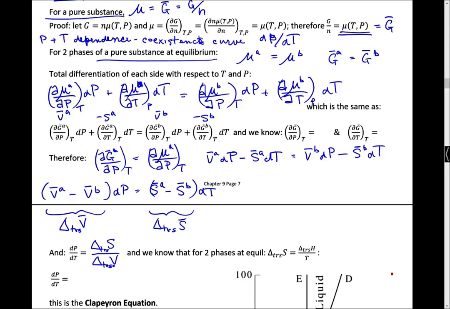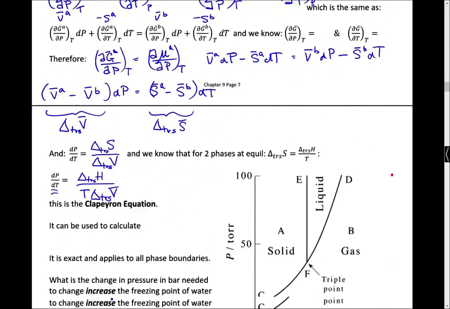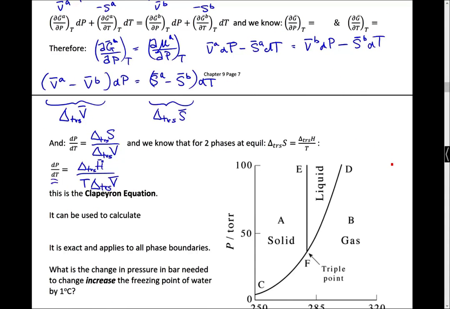Okay? The other thing that we recognize is previously we've shown at a phase transition delta S is the same as delta H over T. So if I put that substitution in, then I can say that dP/dT is the same as delta H of the phase transition over T delta V of the phase transition. Right? And this is the Clapeyron equation. Okay? And it's pretty clear that it gets us the relationship between P and T. Okay?